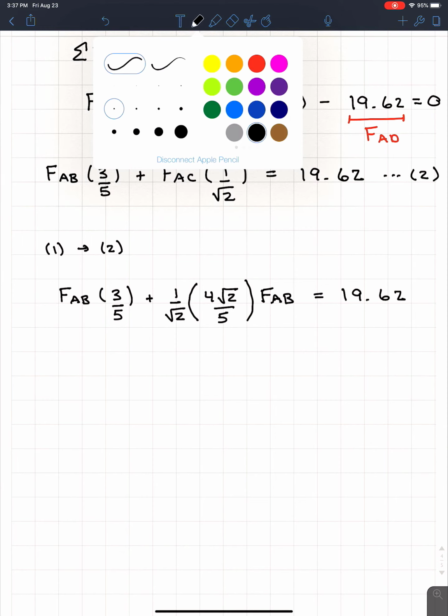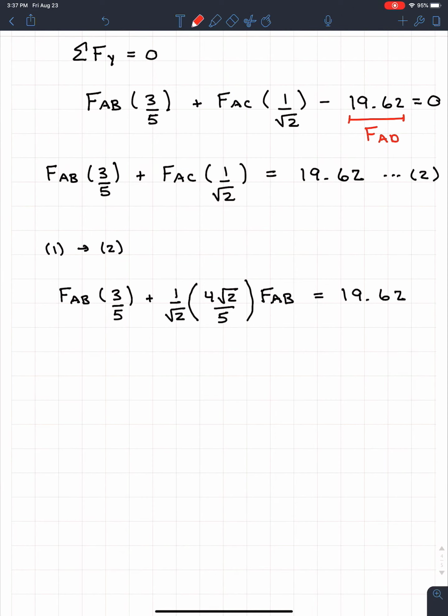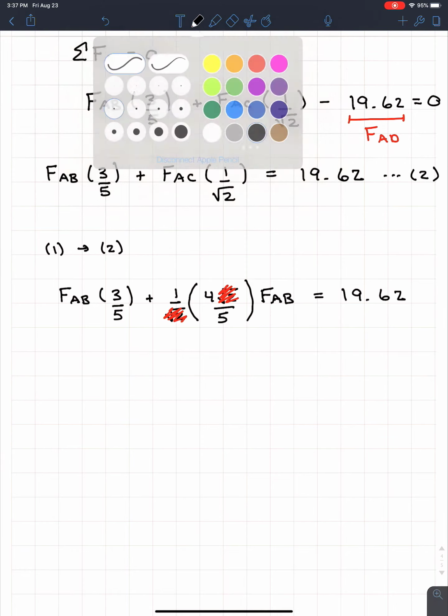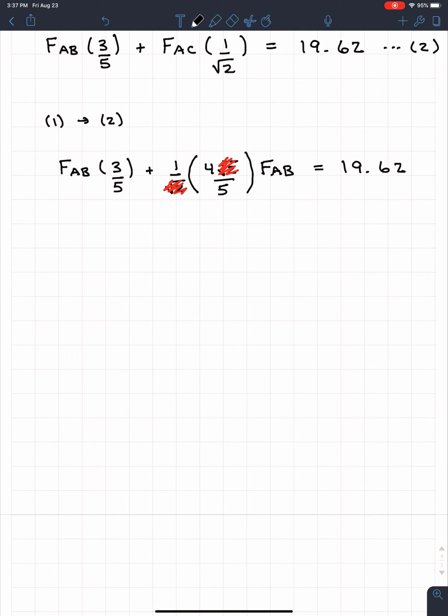So one nice thing that we can see right away, and this is something that you're going to want to start taking advantage of, is just getting rid of anything that you don't need. So we see that we have a root 2 here on top and on the bottom, so we can just erase it. So the next thing we want to do is factor out FAB. It appears one time. We don't want it to appear multiple times. So we're going to have 3 over 5 plus 4 over 5. And the bracket is equal to 19.62.